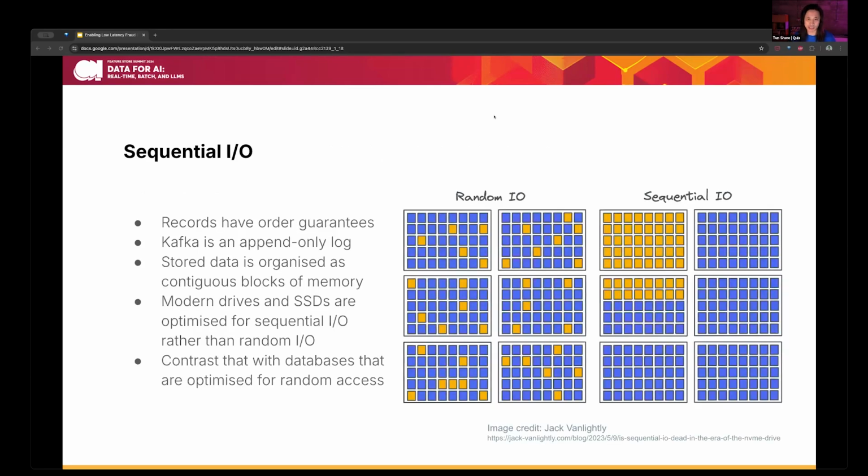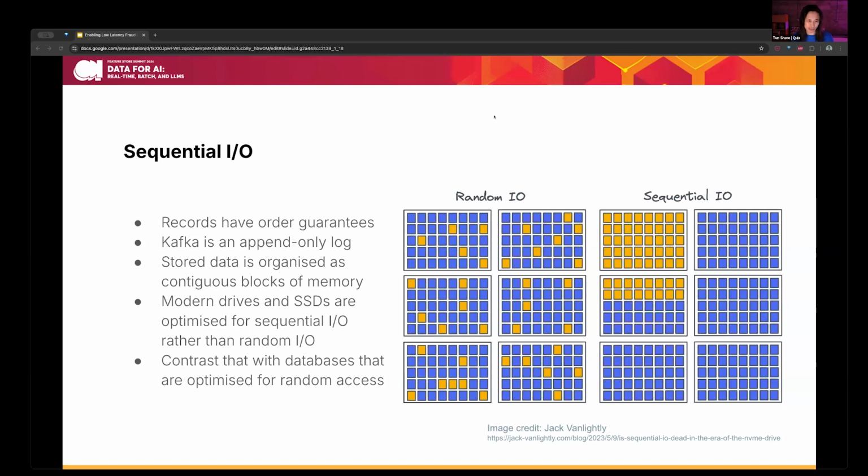So first of all, sequential I/O. You've got records in Kafka, and they have ordering guarantees. This is facilitated by Kafka's design, which is to store data as an append-only log. So you've got data that is organized as contiguous blocks of memory, as in they are stored physically next to each other. You've got modern drives and solid state disks, which are optimized for sequential I/O rather than random I/O.